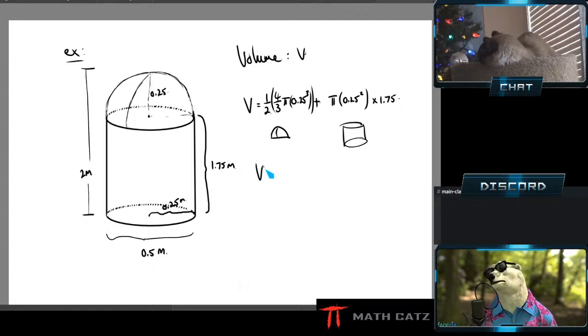Done. Do it all in one go. Our last calculation. Let's make it a good one. Here we go. 1/2 times 4/3 times pi times 0.25 cubed plus pi times 0.25 squared times 1.75, and we get 0.3763 meters. Big meters.